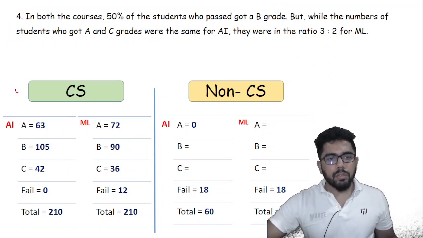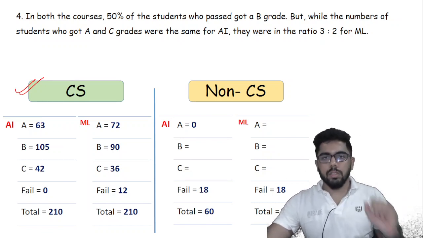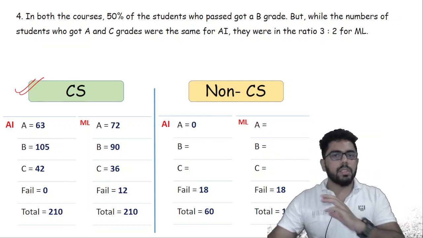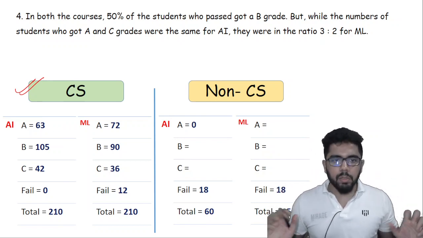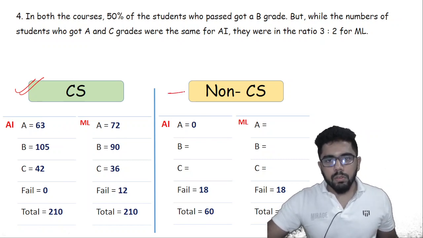So the CS part we have completely figured out: how many students got what grade in what subject, AI and ML, each individually, A, B, C and fail for both the courses. The CS department we have completely calculated. Now we'll have to figure out the non-CS department.